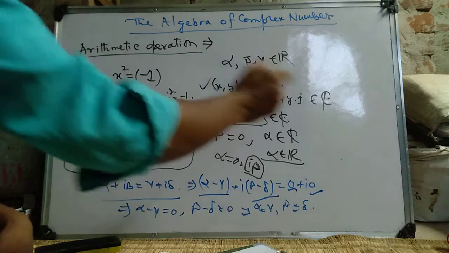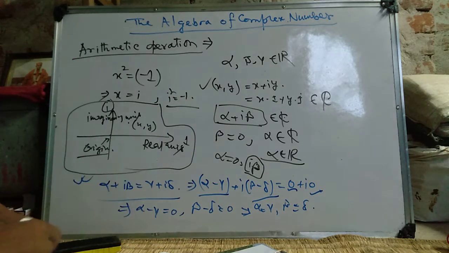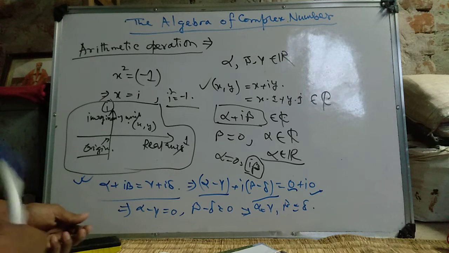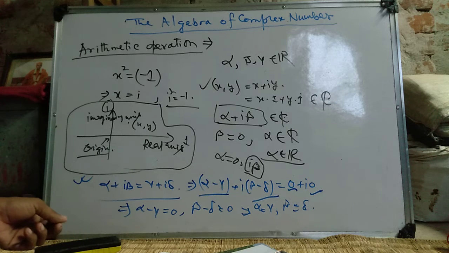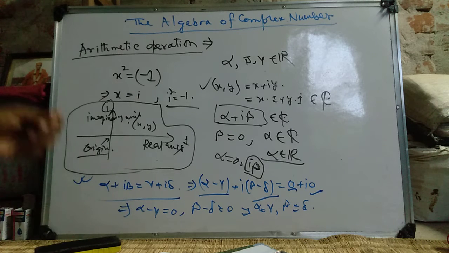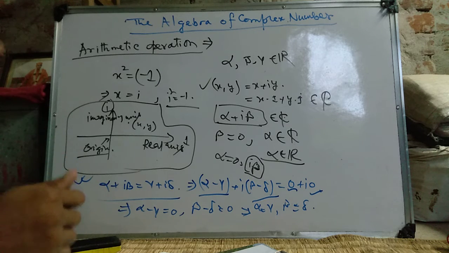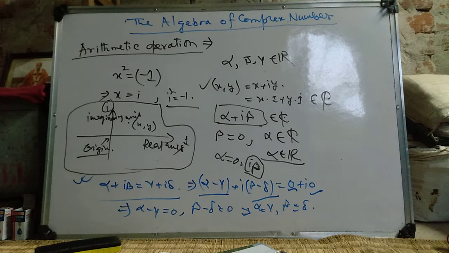Then two complex numbers are equal if their real parts are equal and their imaginary parts are equal. If two complex numbers have the same real part and the same imaginary part, then these complex numbers are equal.